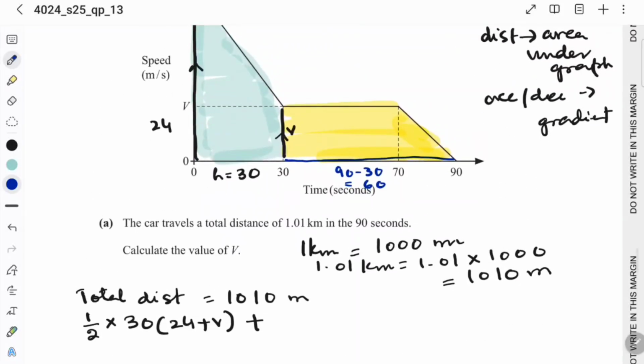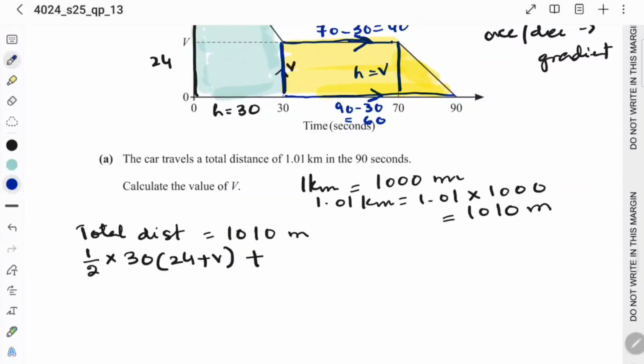Now the other trapezium has this much line, which is equal to 70 minus 30, and that is 40. Here we have these two as the parallel lines, and the height is this much or this much. We can say v is the height in this case. So the parallel lines are 60 and 40 and the height is v. Half times height into sum of parallel lines, 60 plus 40, is equal to 1010 meters.